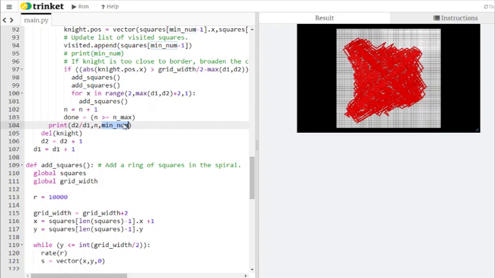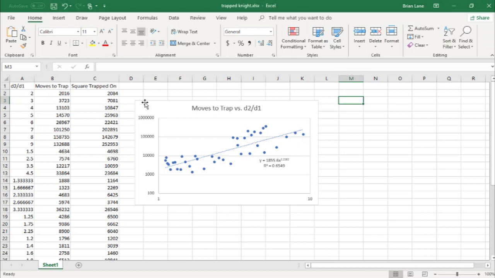So I've let this run for the past week, gotten all kinds of interesting patterns, like this little squarish looking fish over here. And I've got my results collected over here in Excel. Here is the ratio D2 over D1. So the first few are pretty easy. It's 2 in one direction and 1 in the other. 3 to 1, 4 to 1, 5 to 1. Then you get over here and it's a little more complicated. It's like this is 3 to 2, 5 to 2, 7 to 2. Here we've got, okay, 1 and 1/3 is 4 to 3, 5 to 3, 7 to 3, etc. And so here I've got a graph of the number of moves that it takes to trap the knight versus the ratio D2 over D1.